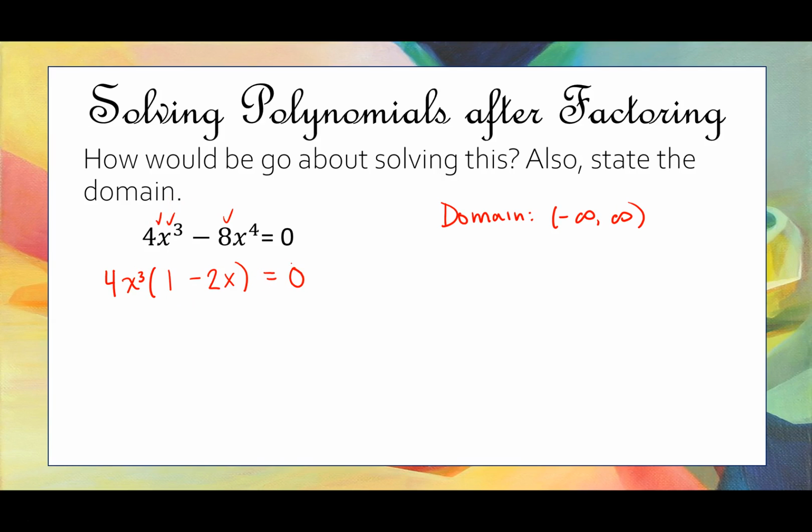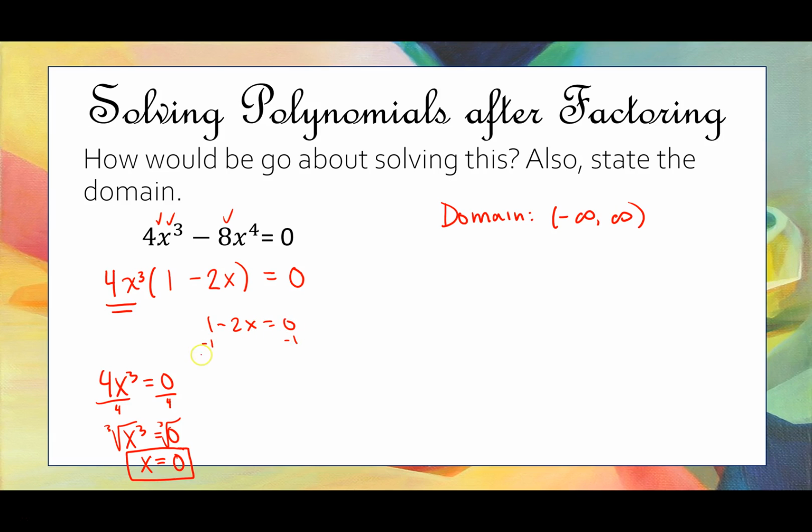And now what we need to do is set each term equal to 0. So our first one is we're going to set 4x cubed equal to 0. Well, divide by 4, you get x cubed equals 0. Technically, you have to cube root both sides here. Okay, don't overthink this. You might have already guessed this. This answer is x equals 0. So that's one answer. The other answer is setting this 1 minus 2x equal to 0.